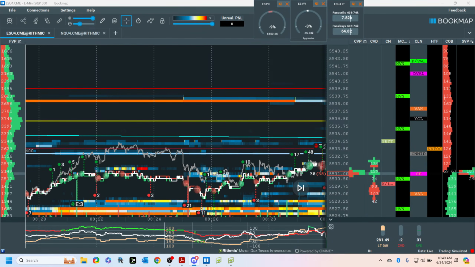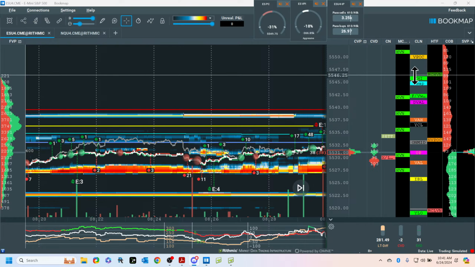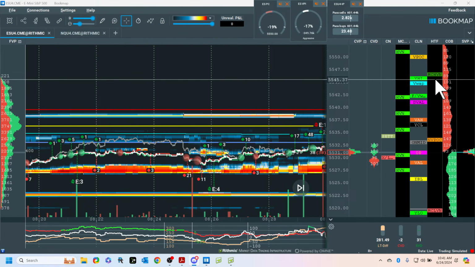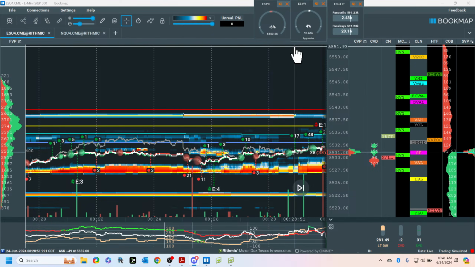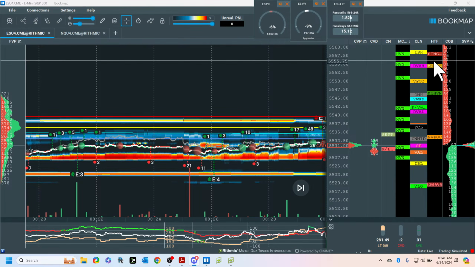I can't see your questions if you're posting, but please do. I will get to them. Okay, now let's look at those levels on Bookmap. Yesterday's high, hold on, which is a target. This was a single. This is a target.